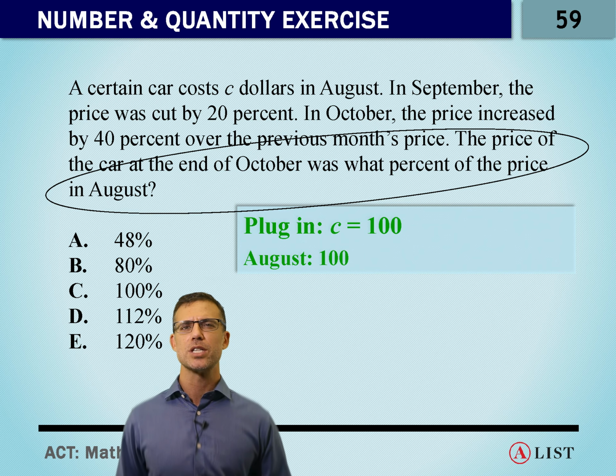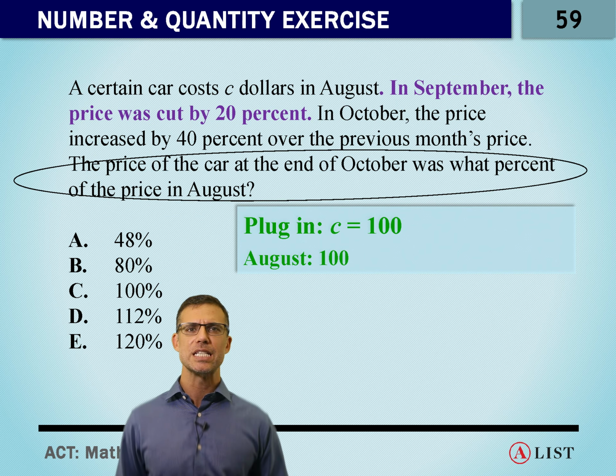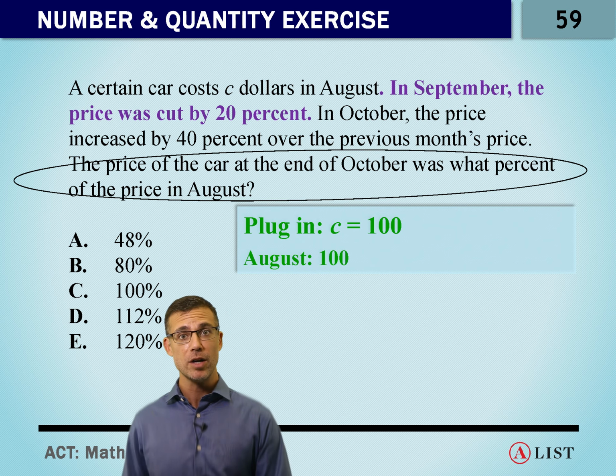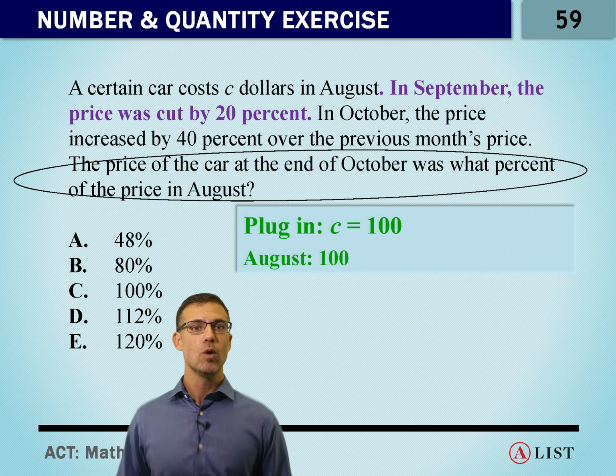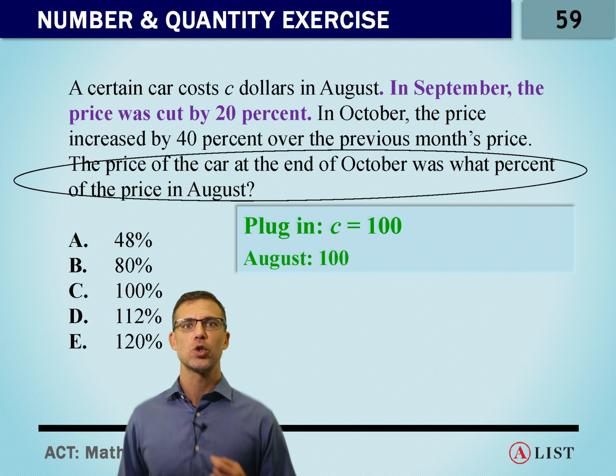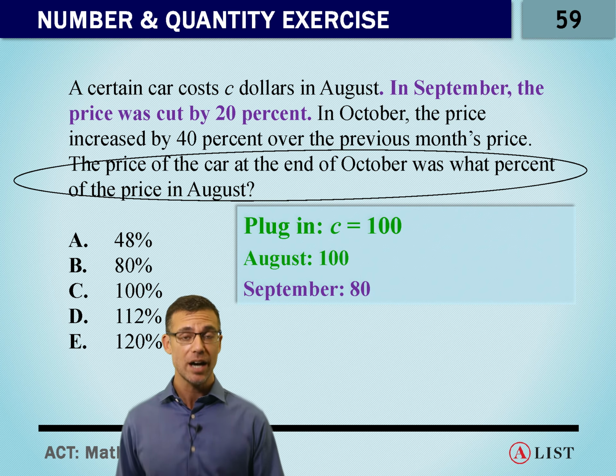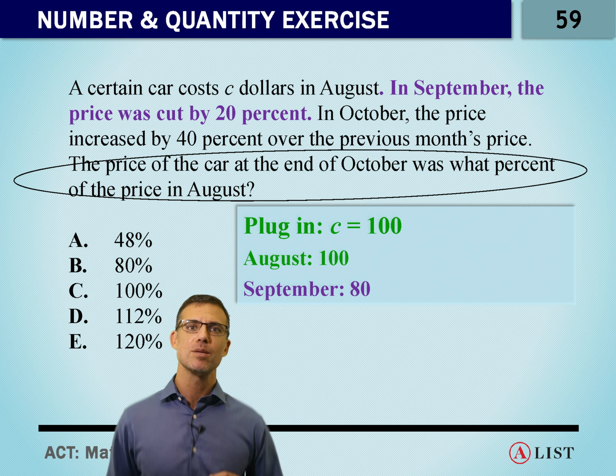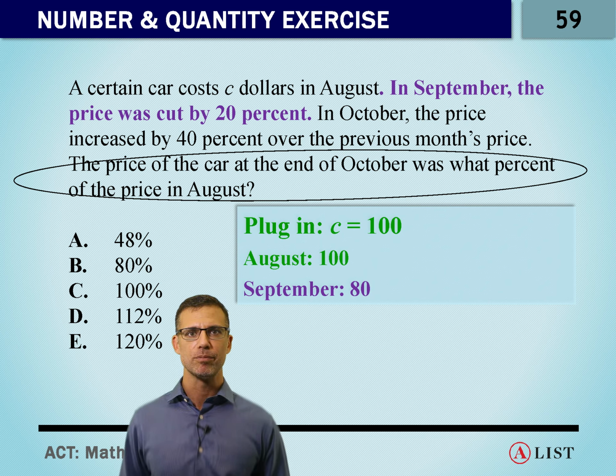Now, what happens first? In September, the price is cut by 20%. Man, that cheap car is even cheaper now. What's 20% of 100? Remember, the reason we chose 100 is to make our lives easy. 20% of 100 is just 20. Now, don't write down 20, subtract the 20. It says we've cut it by 20%. That means September's price is 80.